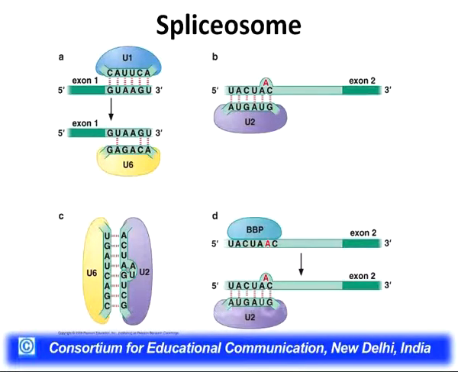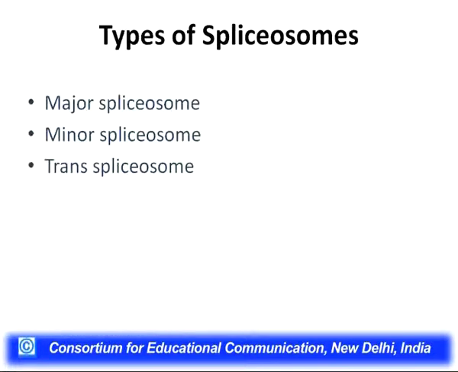The D figure shows that the branch point site is the site where the branch point binding protein, BBP, can bind, and later on it is recognized by U2 snRNP after BBP has moved out from this site. So it is seen that the sequence of snRNA is very essential for recognizing specific sites in the primary transcript, so that splicing can be carried out effectively and without any fault.